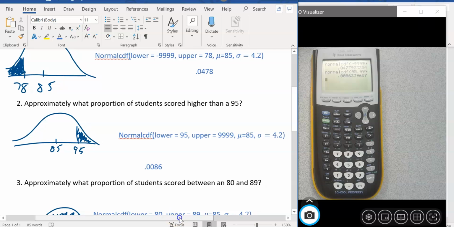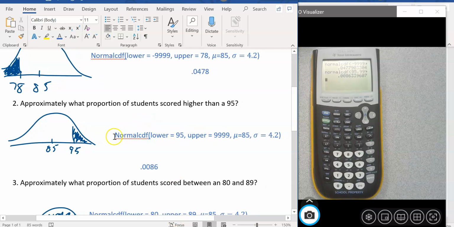Once again, if you want to do that on the calculator, you have to write out in pencil normal CDF, lower equals 95, upper equals 9,999, mean is 85, standard deviation is 4.2.